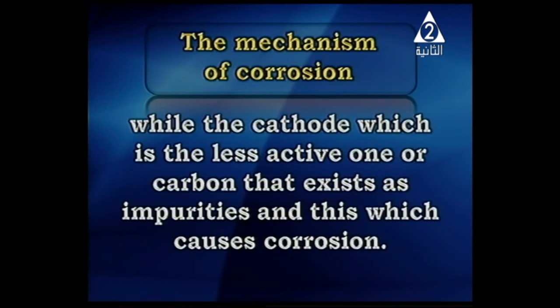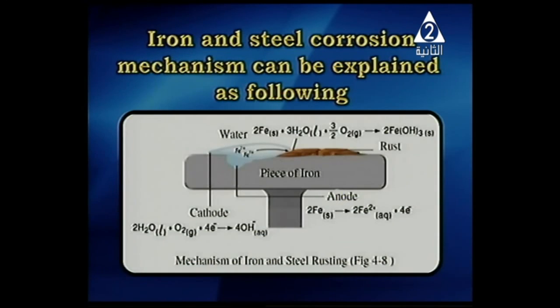So here we have two poles that make reactions, or small cells in each one of them, to make the chemical reaction: the cathode, and before it the anode. The cathode is the less active one, the carbon that exists as impurities, and this is what causes corrosion. After that, the iron and steel corrosion mechanism can be explained as follows.